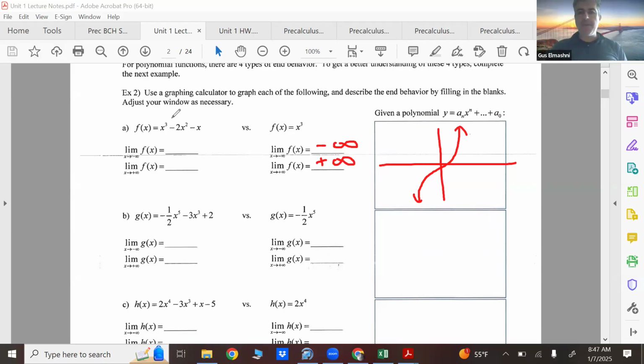So when you have x cubed minus 2x squared minus x, obviously it's a different graph, but it's still going to have the same end behavior.